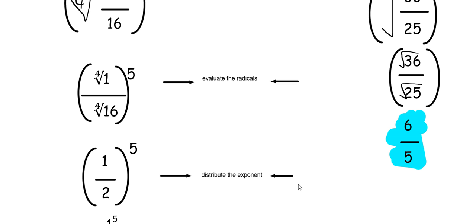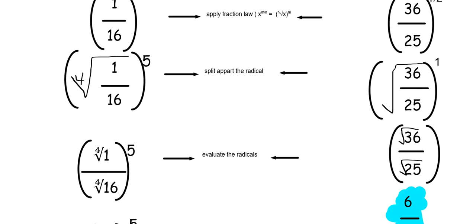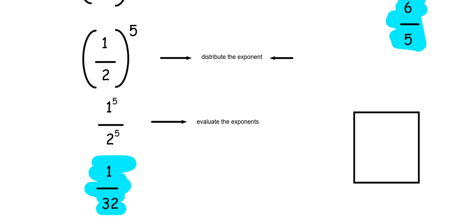Get 6 over 5. I don't have to distribute the exponent law or anything like that because the m value of my exponent was 1 and an exponent of 1 doesn't change anything, okay?